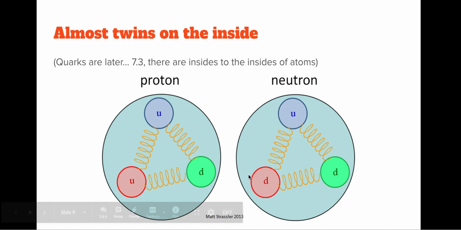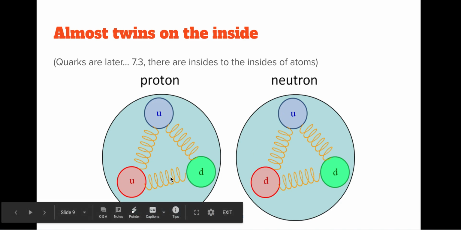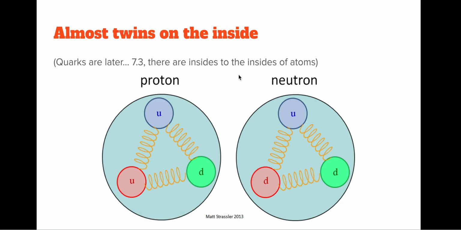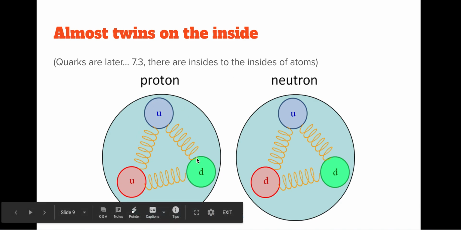And so the only thing that's different about them is one has an extra up quark, and the other one has an extra down quark. We're going to learn more about those quarks in 7.3, but these two things are what's happening on the inside.